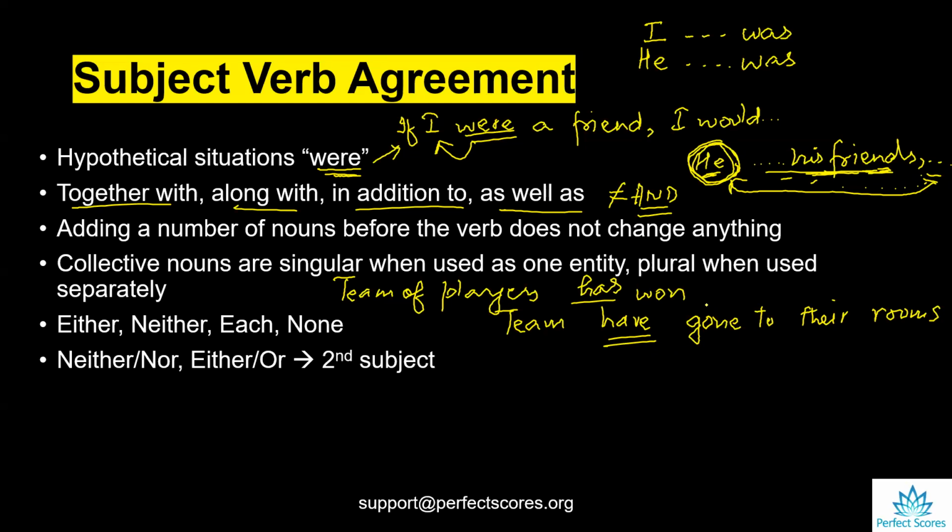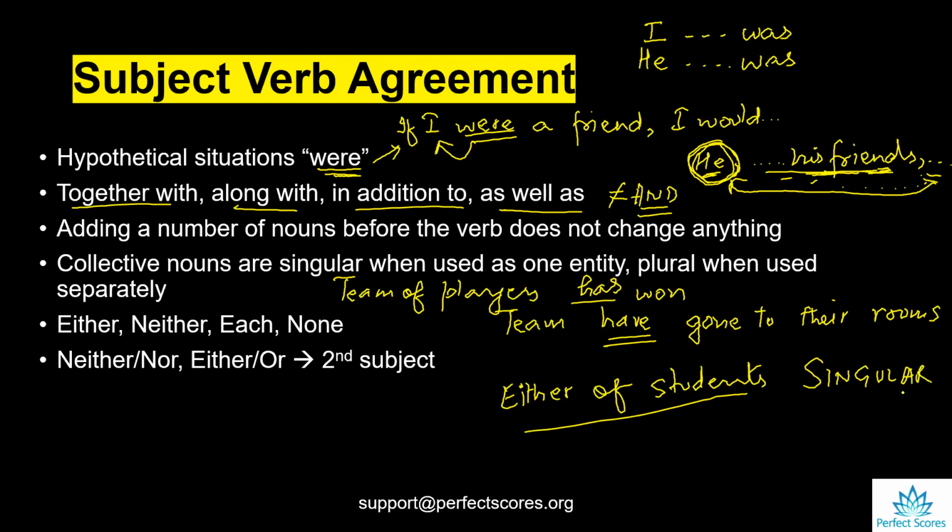The next rule, the fifth one, is about either, neither, each, and none. Whenever you have a sentence or a noun group that starts with either of, or neither of, or each of, or none of, for example, either of the students, this will always be treated as singular. Each of the students, none of the students, neither of the students, either of the students: always singular. There's nothing about meaning in this case.